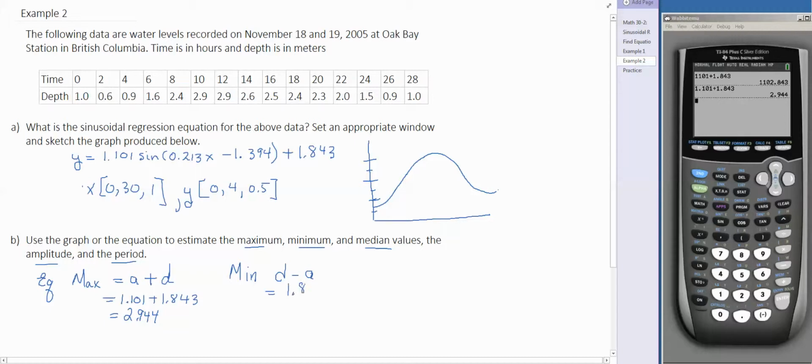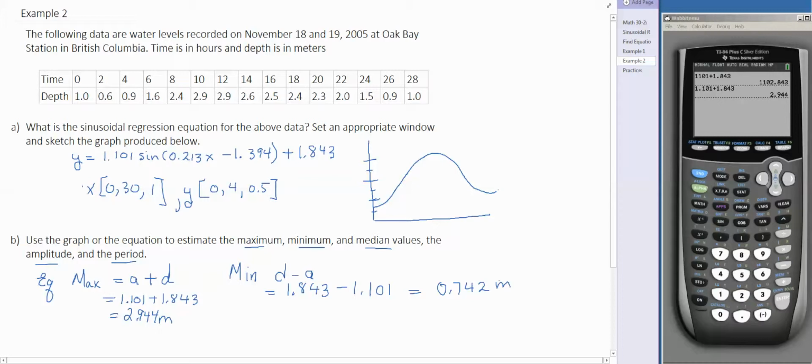To find our minimum, again from the equation, we take D and we subtract A. So we have 1.843 minus 1.101, and that gives us 0.742 as our minimum value. And remember, these are meters, these are our heights of the water.